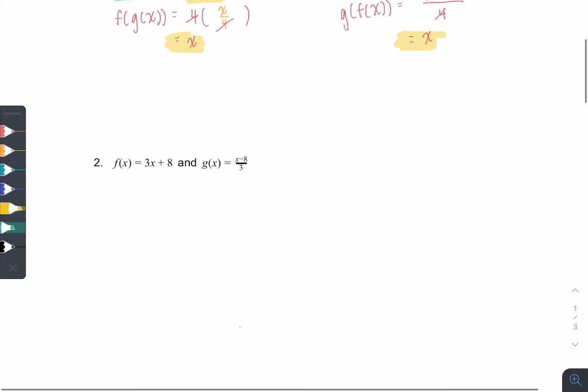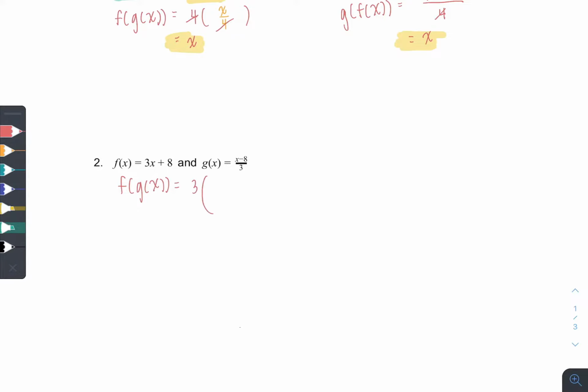All right, number 2. Want to do the same thing here. So plugging in, finding f of g of x. So we have 3 times the quantity x minus 8 over 3 plus 8. To simplify, cross out those 3's, they cancel. We get x minus 8 plus 8, which is just an x.